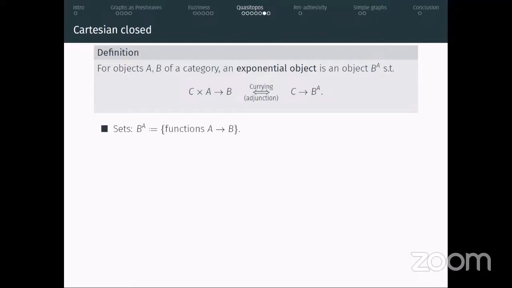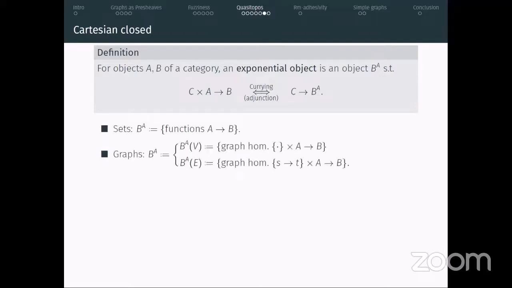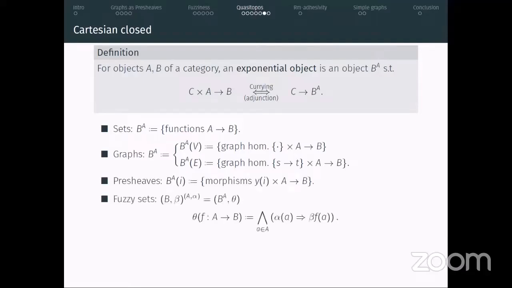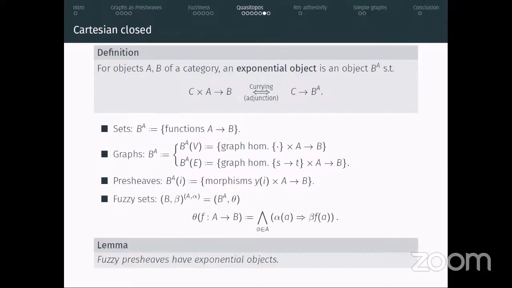And again, you can do that in sets, it's the set of all functions. You can do that in graphs with those definitions. You can do that for Presheaves. You can do that for fuzzy sets with this nice equation that tells you what happens on the membership. So combining those examples, you can find exponential objects in fuzzy Presheaves. And now this is the proof that it's Cartesian closed.